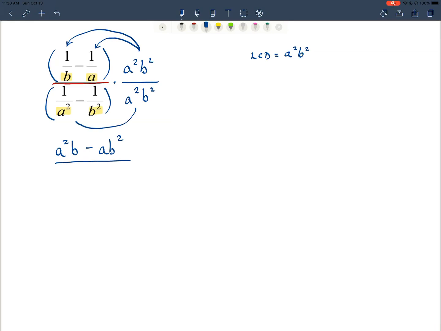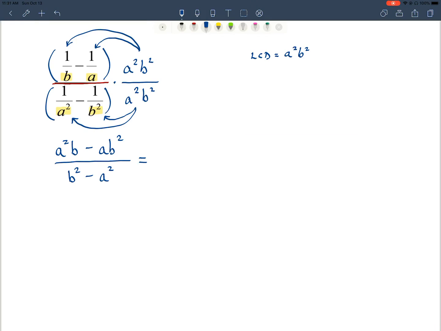Same thing in the denominator. When we do a squared b squared times 1, and then cancel out our a squareds, we should have a b squared. And the second one there, we'll have minus a squared b squared times 1 divided by b squared, which will leave us with just an a squared.